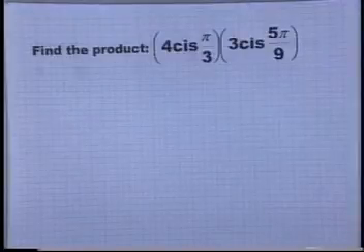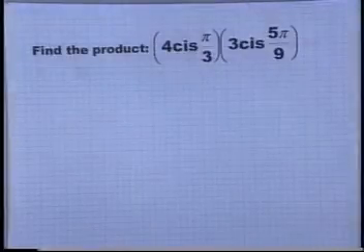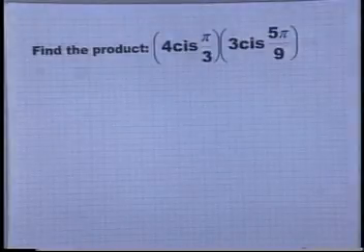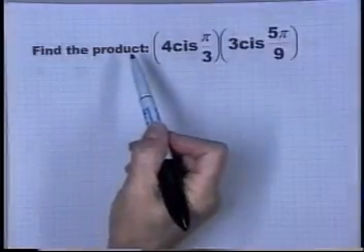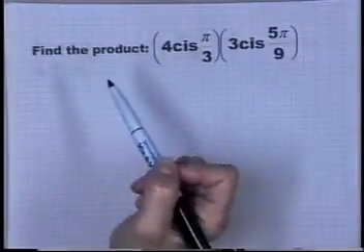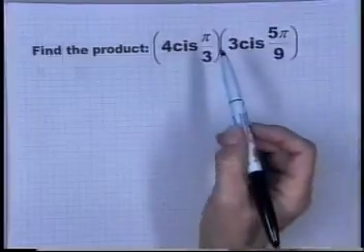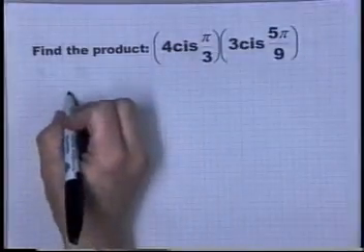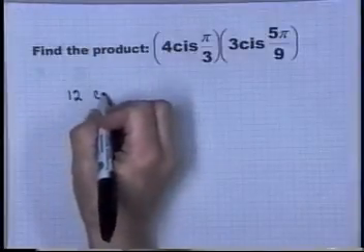Now you'll notice here I have trig form, but instead of these angles being given in degrees, they're given in radians. But if you notice also, all it has asked for here is the product. It has not asked me to write this in standard form. So as it turns out, this is going to be fairly simple. Again, I'll multiply my r's. 4 times 3 gives me 12.